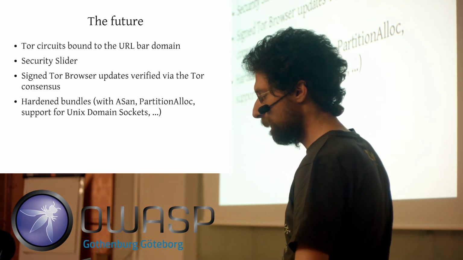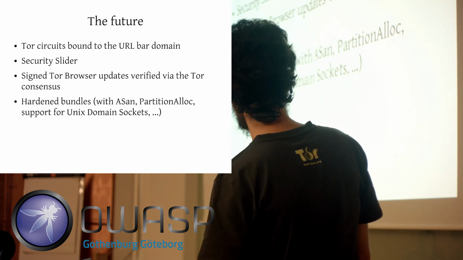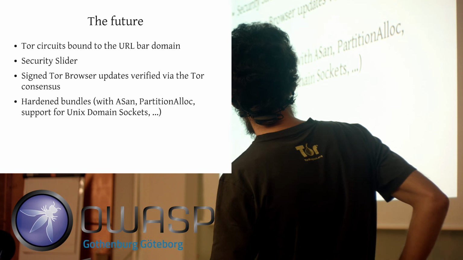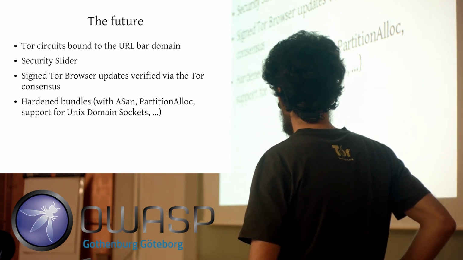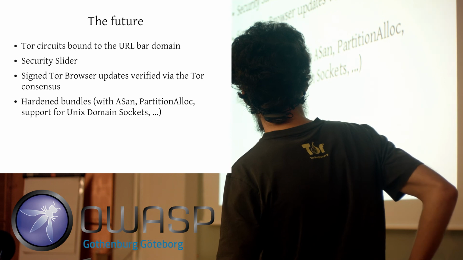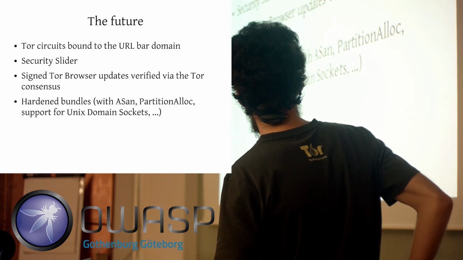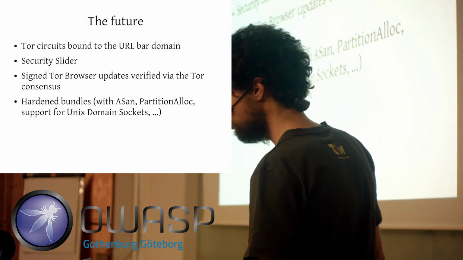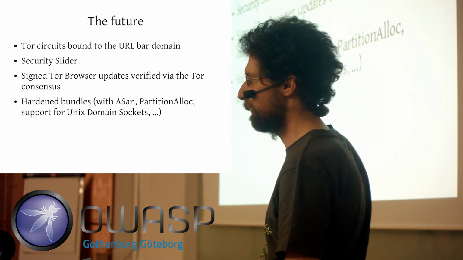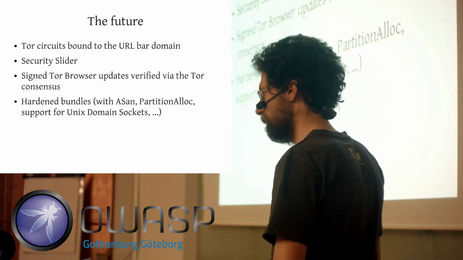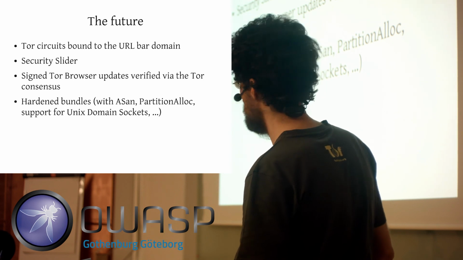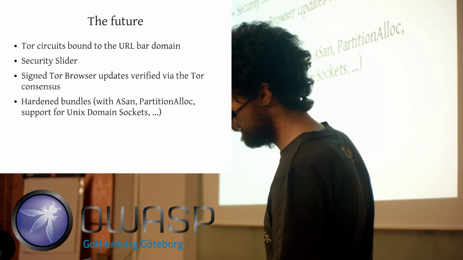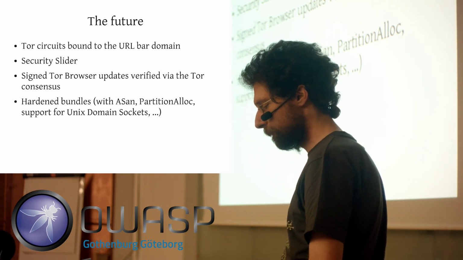And we are planning so-called hardened bundles for the end of the year, which have some interesting features. They are built with address sanitizer on and some memory hardening techniques, and they are supporting Unix domain sockets in a way that lets you, at least on Linux and on OS X, disable the whole network stack and just communicate with your Tor instance via these Unix domain sockets, which makes it much, much harder to accidentally leak network requests.